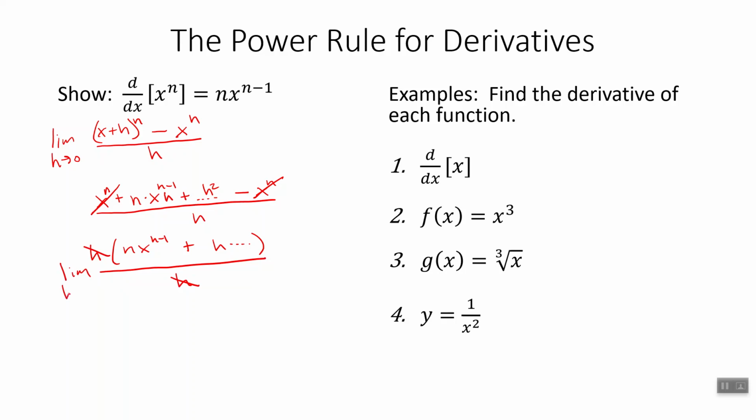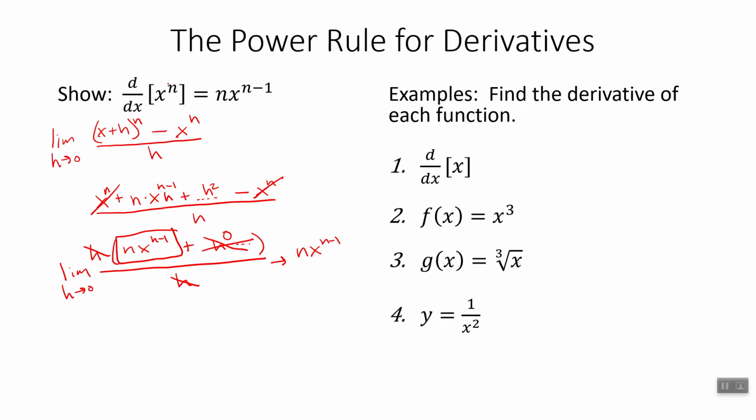And then with what's left inside, we take the limit as h goes to 0. And all these guys are going to have h's, so all these guys are going to go to 0 over here. And we're just going to be left with that part right there. So that is n x to the n minus 1. All right, so that's how we get that derivative rule.